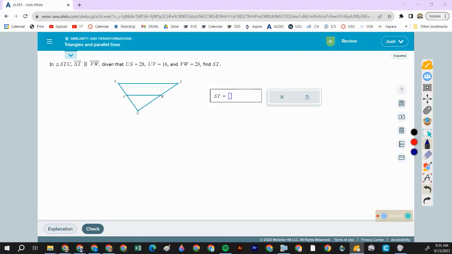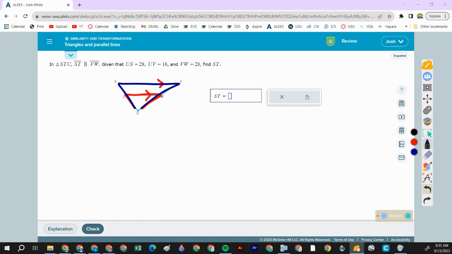Okay, last problem. So here we have a large triangle and a small triangle, and they told us that this line is parallel to that line. Are the blue triangle and the red triangle similar? Yes. By what theorem? The angle-angle theorem. So they share angle U, and because of the parallel lines, the other two angles are also congruent.